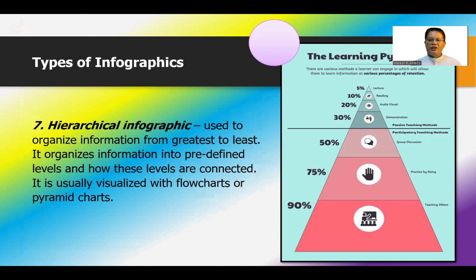50% can be learned from participatory teaching methods where you can have group discussion, and 75% can be learned through practice by doing, and 90%, which is very nice, is taken from teaching others. So this is about the hierarchical infographic.